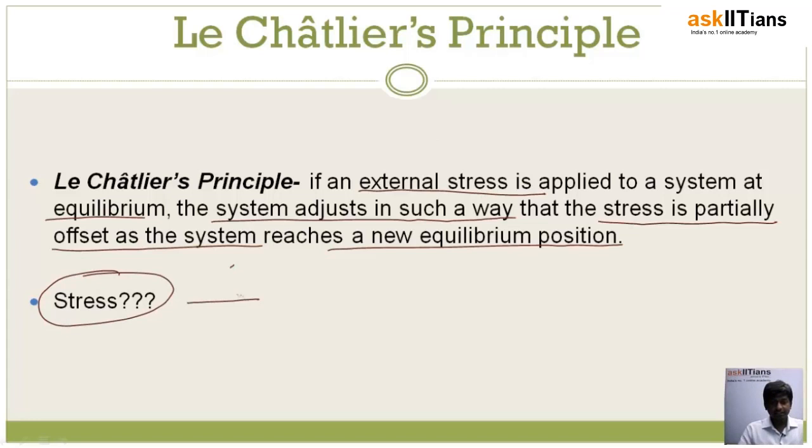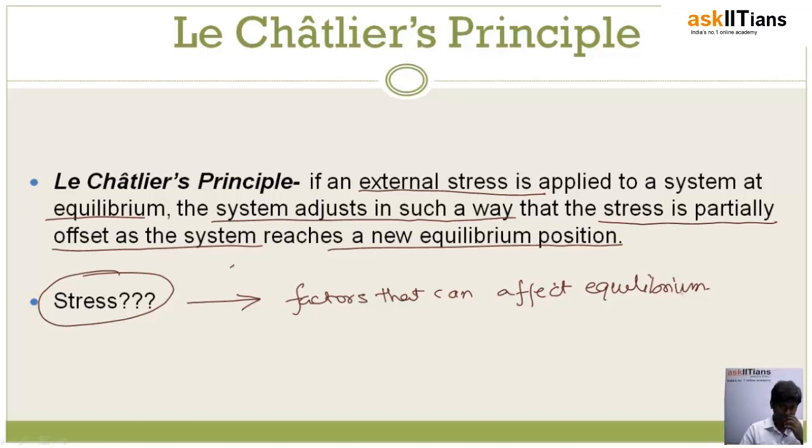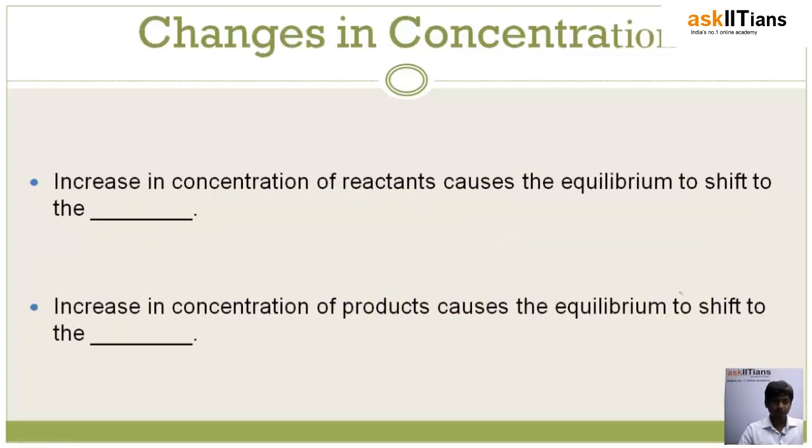Stress is nothing but factors that can affect the equilibrium, as discussed earlier. All the factors that can affect the equilibrium are basically stress in Le-Chatelier's principle. Now suppose the statement says the concentration of reactants increases, where should the equilibrium shift? So what is the job of Le-Chatelier's principle?